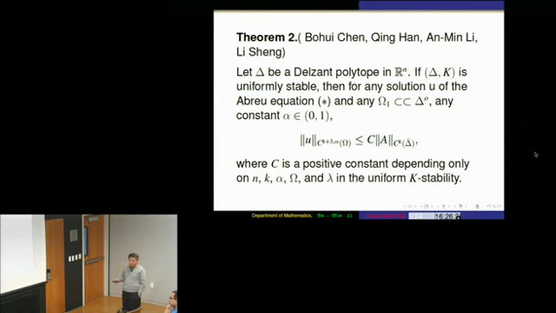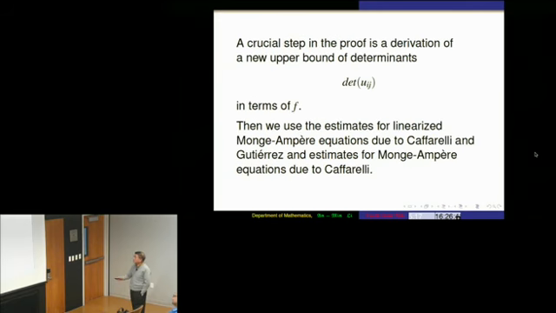But the boundary is a very different case. So far, we don't know how to handle it. The key step in the proof is that we get the following estimate for delta u^{ij} in terms of f. Then we use the estimate for the linearized Monge-Ampère equation due to Caffarelli and Gutiérrez, and the estimate for the Monge-Ampère equation due to Caffarelli. Then we can get the interior estimate.